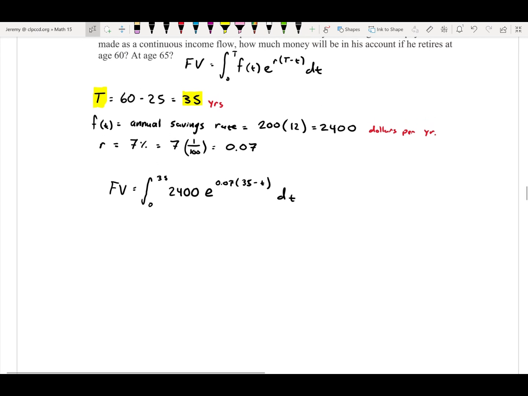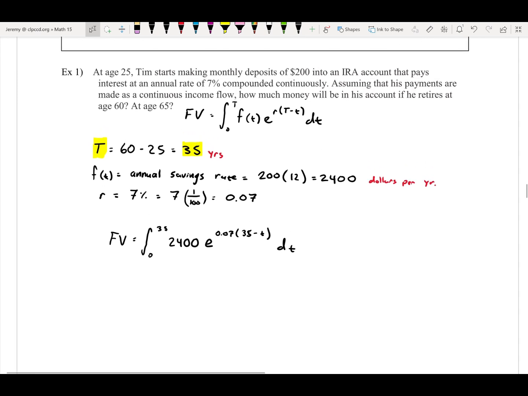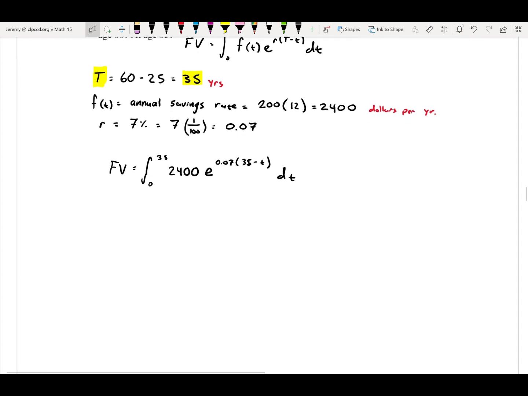Now let's evaluate this. The output of this is going to be the amount of money that's in the account when he retires at age 60. So let's start working through this. First, I might pull the 2400 on the outside of the integral. If there's anything that isn't expressed in terms of lowercase t, it doesn't have to be inside of the integral. So it'd be a good idea to get that out of the way. I can simplify this a little bit. So I'll write this as e to the 0.07 times 35 minus 0.07 t. What I did is just distribute the 0.07.